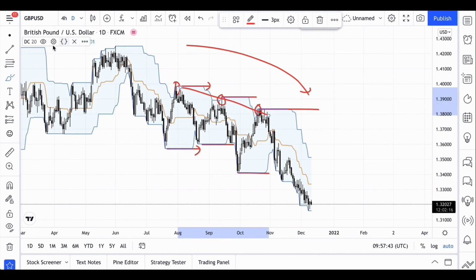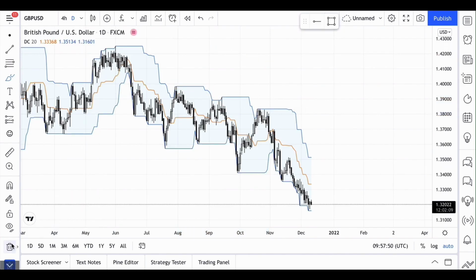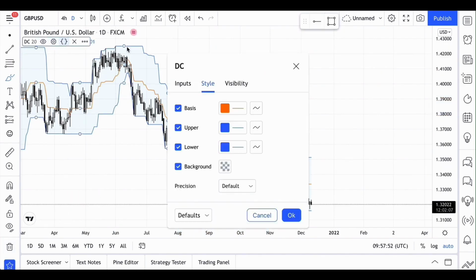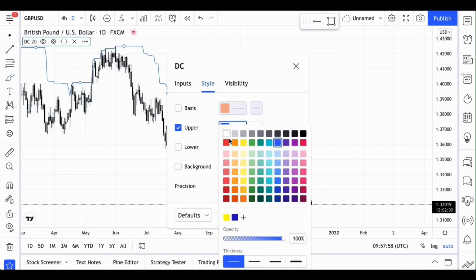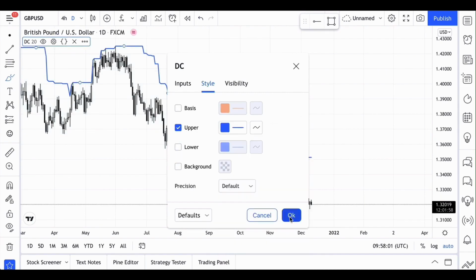I'm going to give you a tip because here it's set to 20. We're not going to use this one entirely. I'll explain it to you in a moment. So what do we do? Well, here we go into the settings, into the gear icon. We're going to remove the orange and we're going to remove the lower. We'll also remove the background and slightly increase the line thickness.